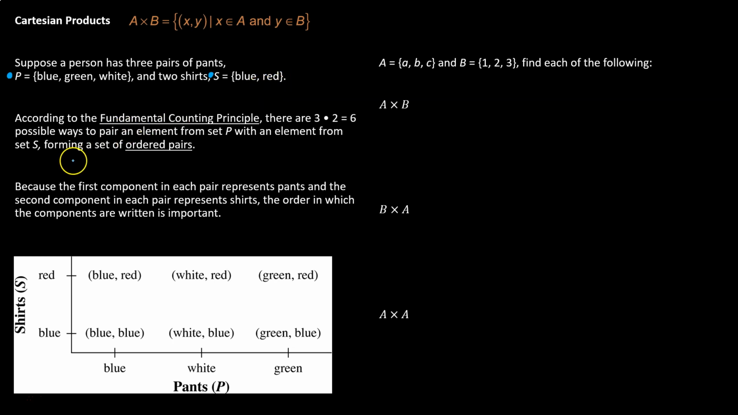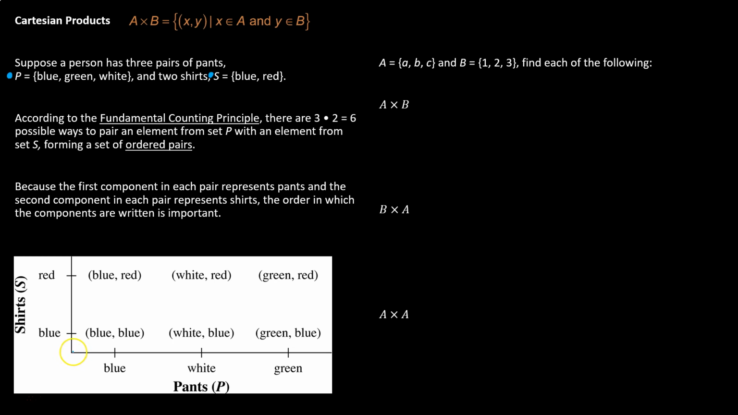According to the fundamental counting principle, there are 6 ways for us to pair these elements up. And to see that, we can draw it out in a table where we put all of the elements from one set on a vertical axis and all of the elements in another set on a horizontal axis. And it's not important necessarily which one goes on the vertical, which one goes on the horizontal.